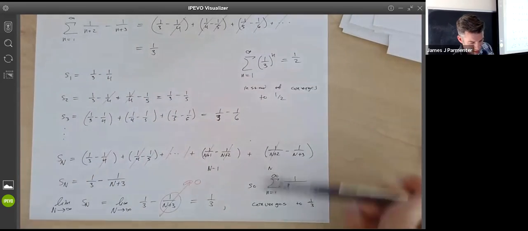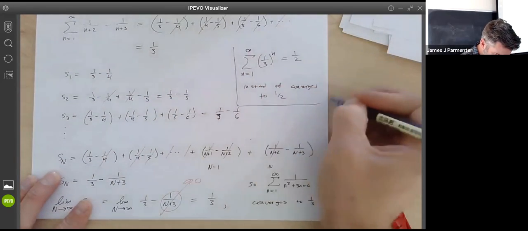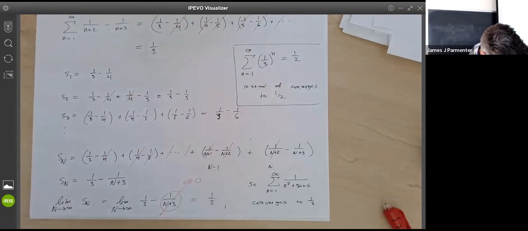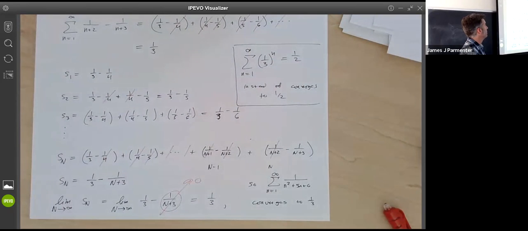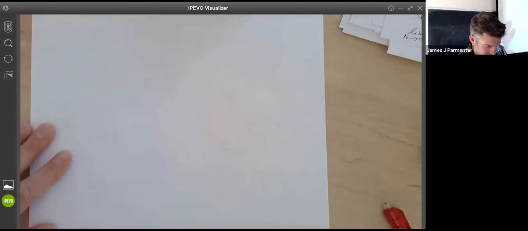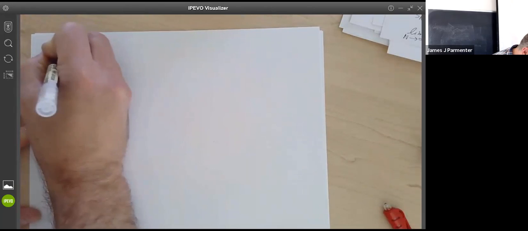Let's take a look at this other one here. There's something that is true, I think. Let me double check the numbers here. Yep, that should be 1/2. So how do we know that, or how do we show that? Well, let's look at this example.